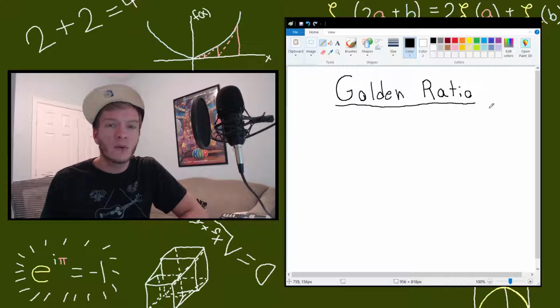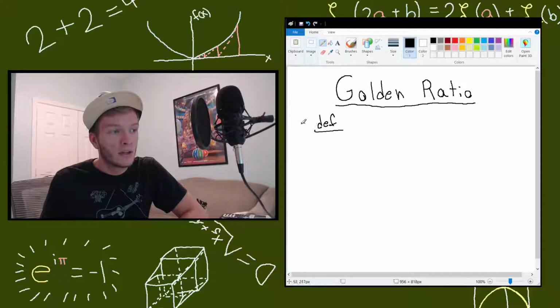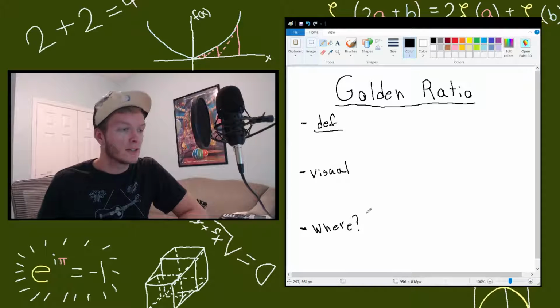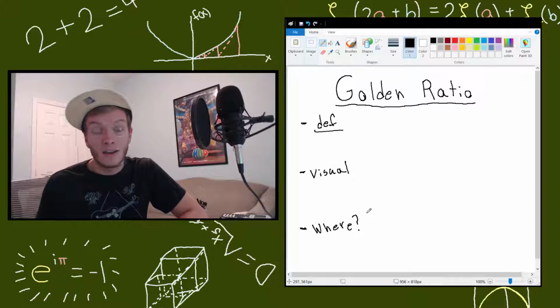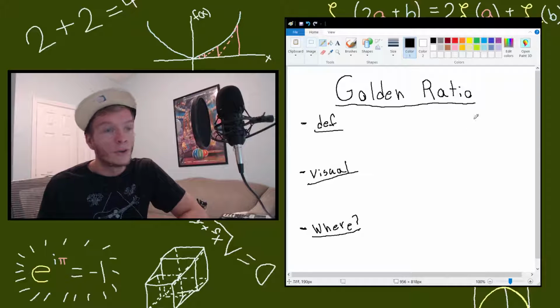So the things I'm going to focus on today are a couple things: its definition, then we're going to talk about its visual qualities, and then we might talk about where it shows up. So this may start to sound like a 5-paragraph essay, and that's just a normal format for talk shows in general, so get used to it.